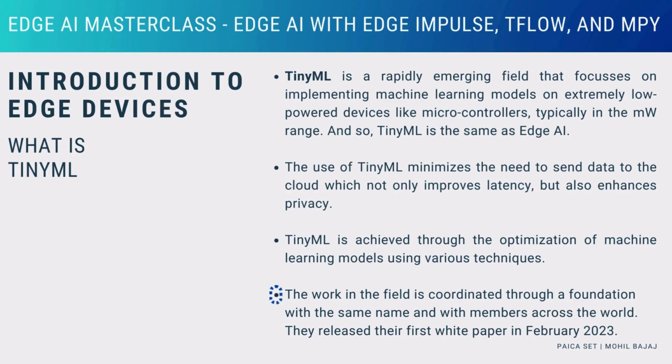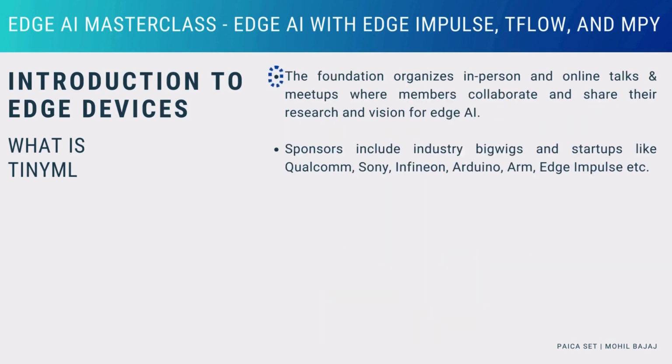The foundation released their first white paper in February 2023 and do knowledge sharing through in-person and online talks and meetups. Supporting this mission, several industry giants have stepped in. Notable sponsors such as Edge Impulse, TensorFlow, Arduino, alongside Qualcomm and Sony, provide the necessary tools and frameworks. These companies are helping in shaping the future of TinyML by contributing their expertise and technologies to support its scalability and ease of implementation. And that is all for this video and this section on Introduction to Edge Devices.